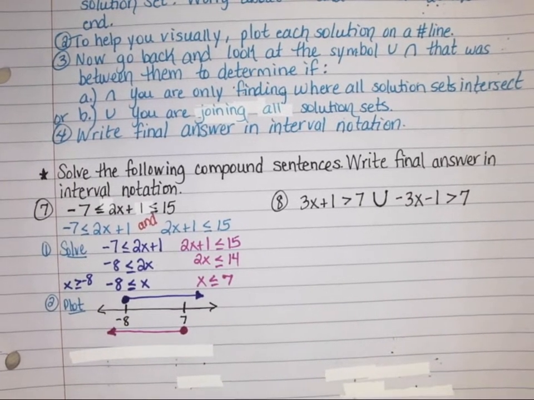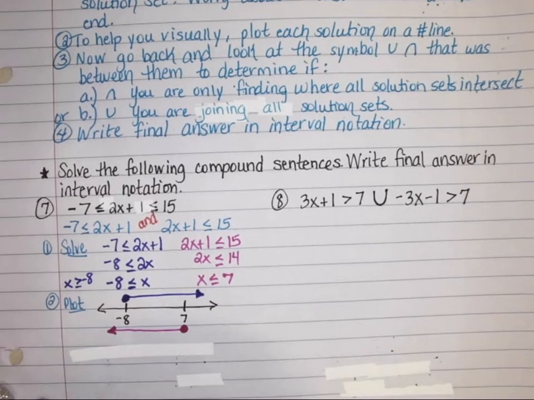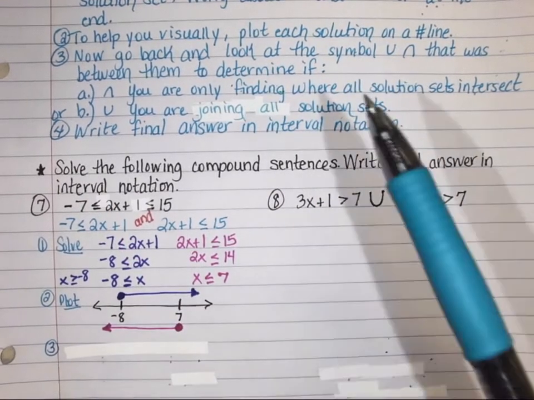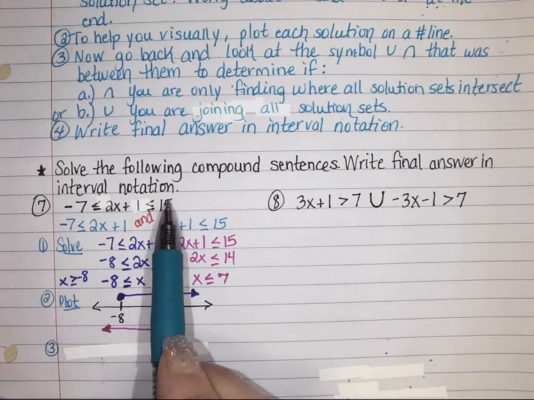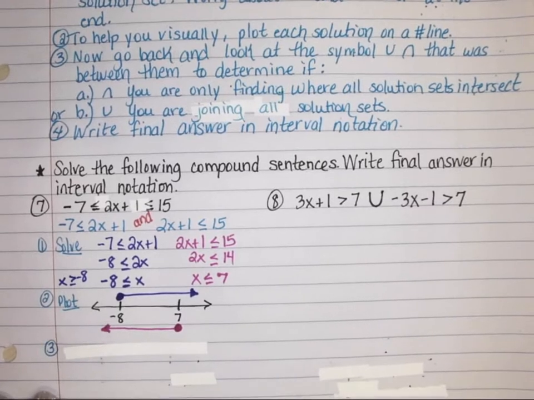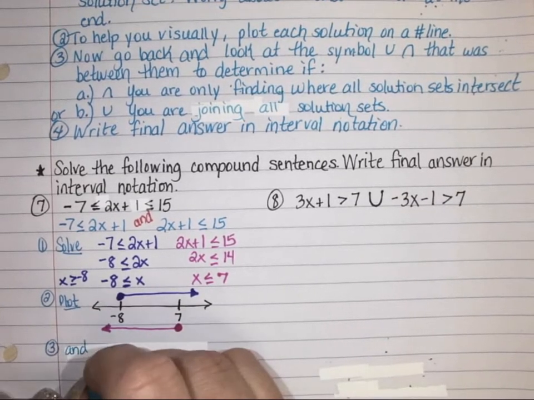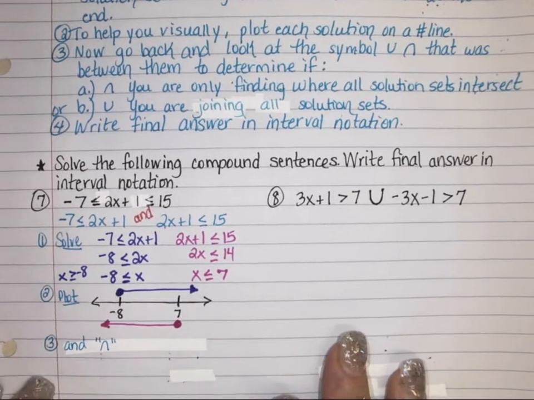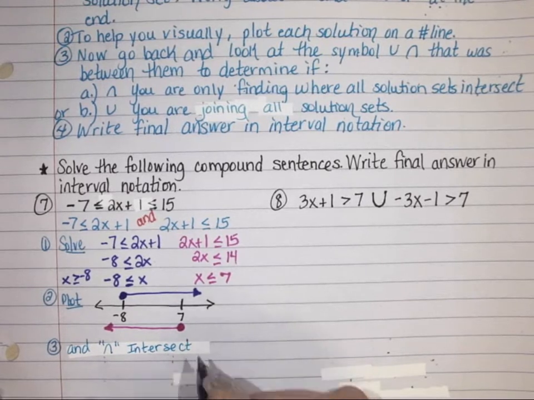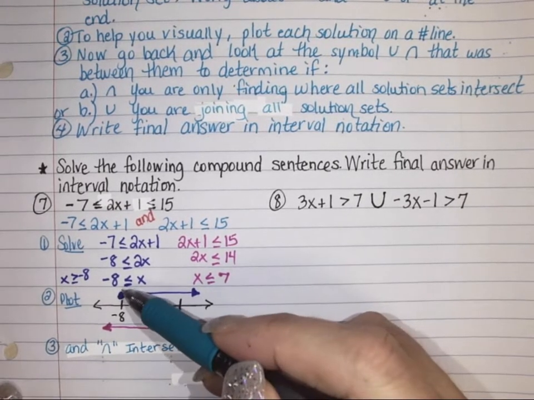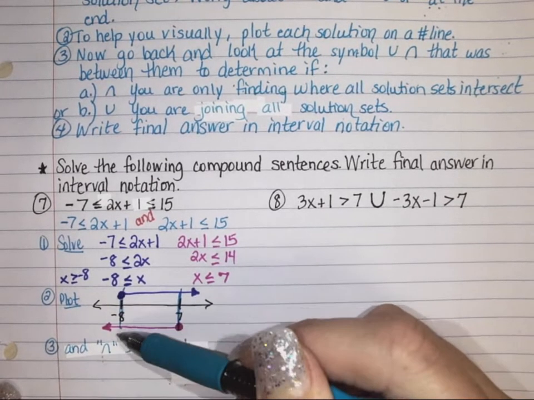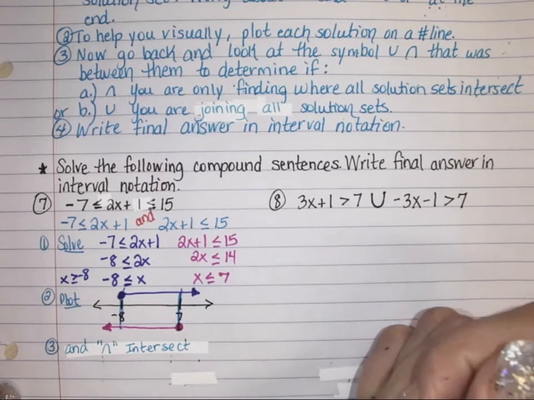To write your final answer, let's go to step 3. Step 3 says now go back and look at the symbol that was in between them to begin with. This meant that we joined them with "and." So I've got "and," or this symbol, which means that we find out where they intersect. Notice the only part where they intersect is from here to here. And notice that -8 is included on both, 7 is included on both.